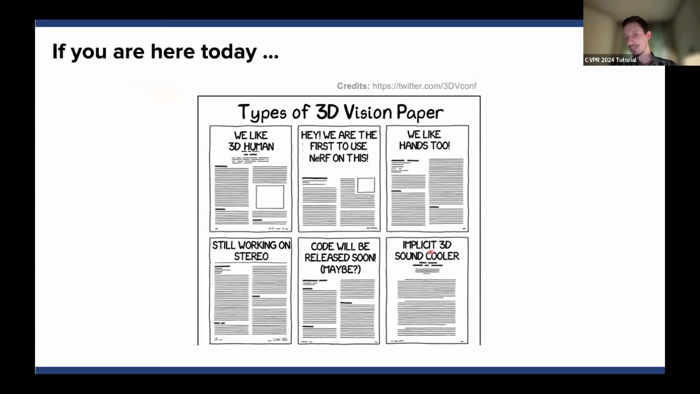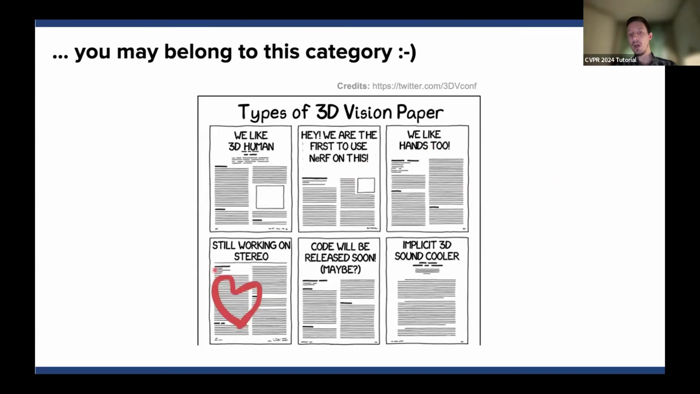I would like to start with this picture taken from the 3DVX account, which is basically sketching the type of 3D vision papers you can find at a conference. I guess if you are here today, you probably belong to this category of researchers that are still working on stereo. Why do we say still working on stereo? Because maybe many people working on 3D vision feel stereo matching is already solved.